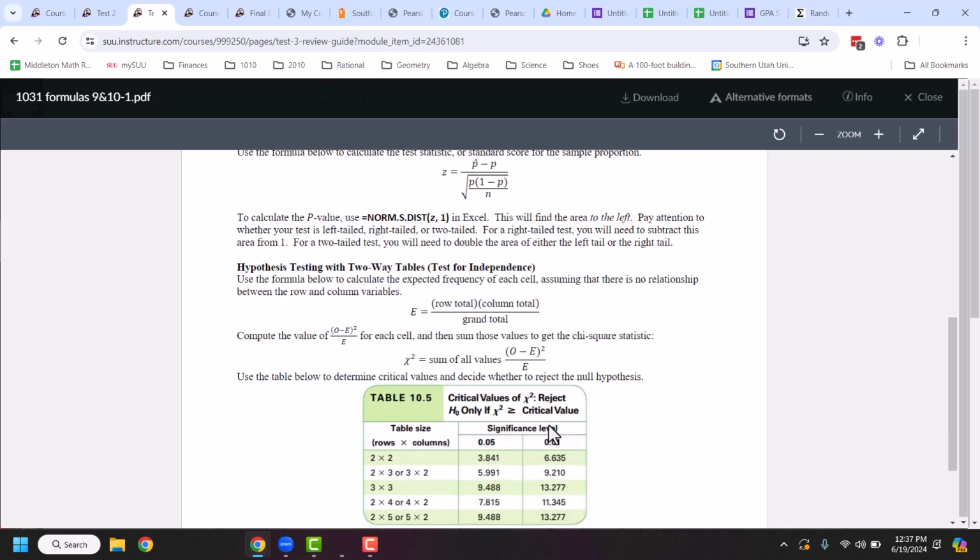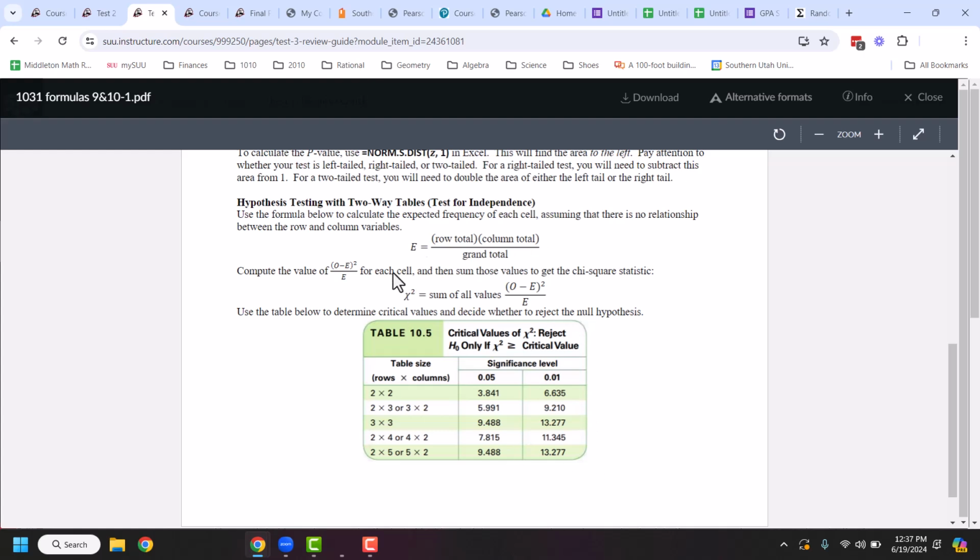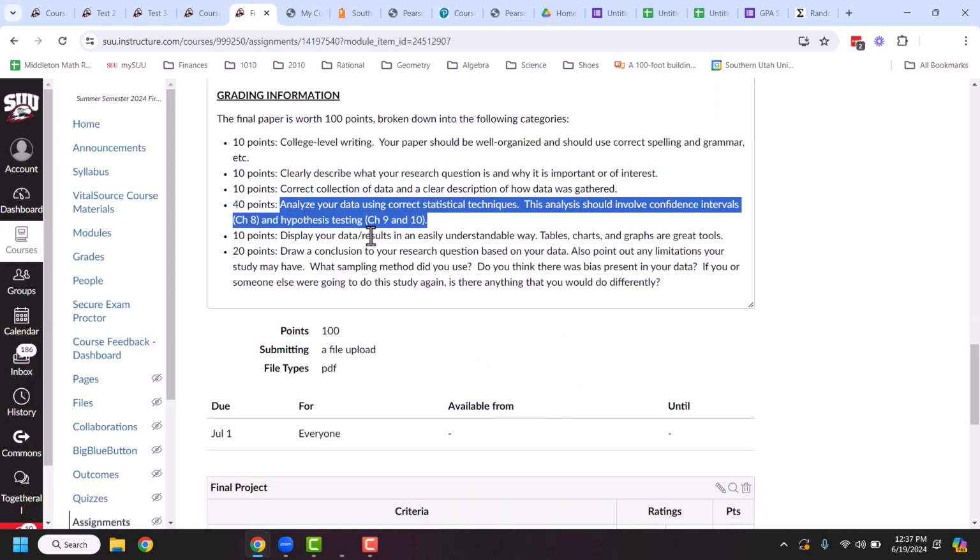My guess is, though, that most of you, for the questions that I was reading as I was grading your assignments, will probably be using hypothesis testing with a two-way table because a lot of you are looking at, is there a relationship between these two variables? So that's that part of the final paper.